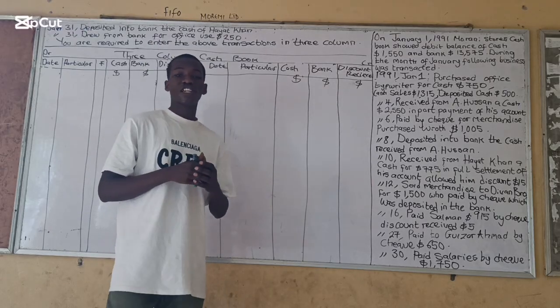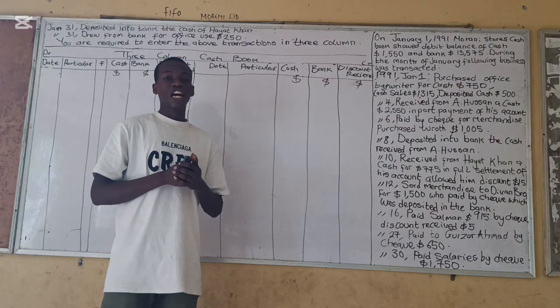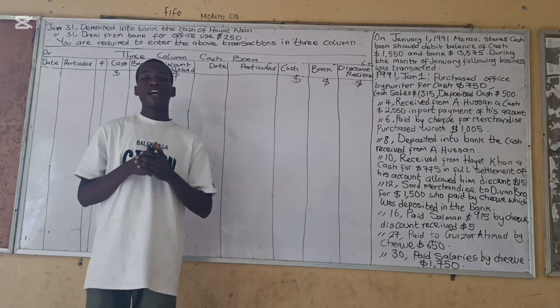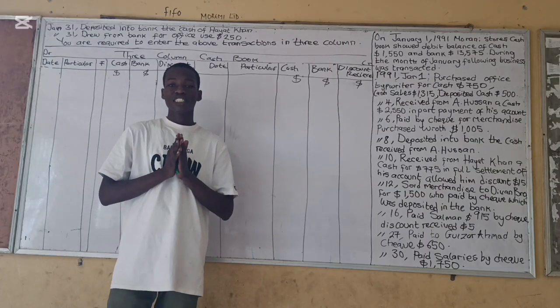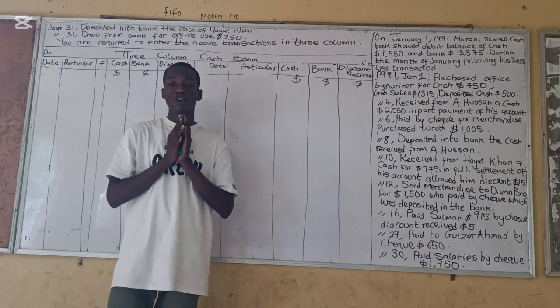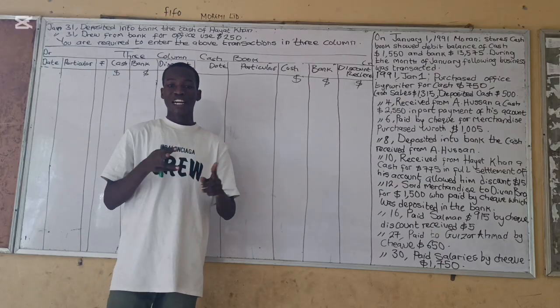In today's video, we're looking at the 3-column cash book. You can see the format on the board. I'll do it now, but before we start, what do you mean by 3-column cash book? It is a cash book that has 3 columns, and these 3 columns are cash, bank, and discount.